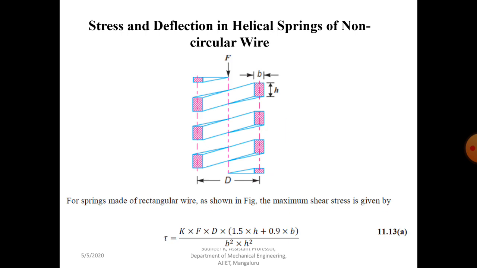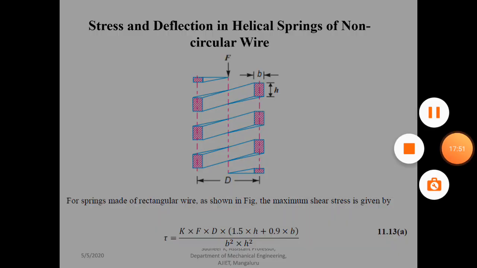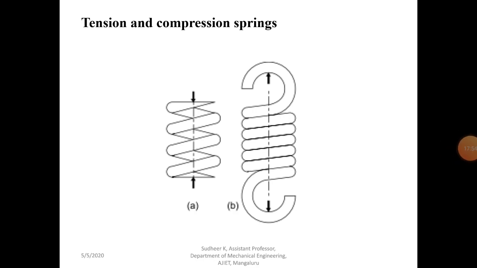What we discussed in the last topic was the design of helical spring. We derived expressions for stresses as well as deflection in the helical spring of circular wire. In the helical spring there are two more important types, that is compression spring and tension spring. Based on the application of force, we classified them into two types: tension and compression spring.